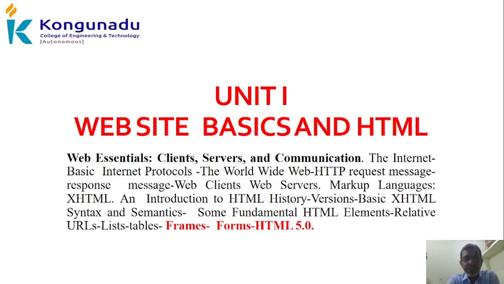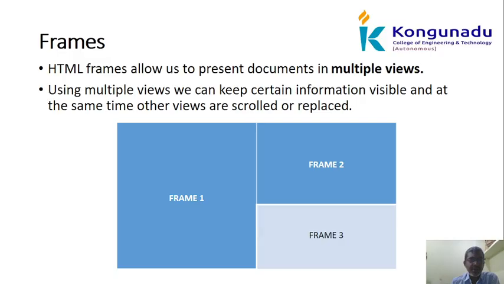Okay, fine. Next we are going to see about frames and forms. So what are frames in HTML? Frames allow us to represent the documents in multiple views. Consider this is the web page: frame one, frame two, and frame three. This entire page has been divided to represent different types of documents using multiple views. Using multiple views, we can keep certain information visible at the same time, while other views can be scrolled or replaced.